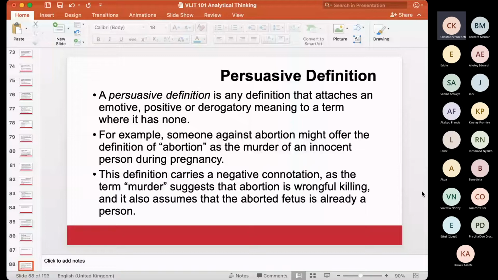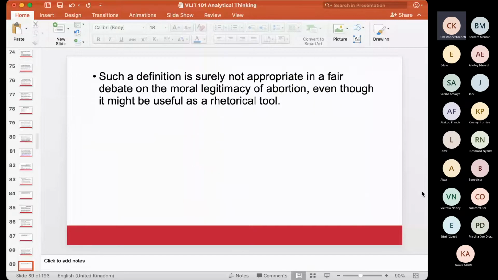And I think throughout Ghana, there is only one licensed abortion clinic. All of Ghana, only one licensed abortion clinic, meaning that if somebody has to have an abortion, it is only that particular clinic the person can go to. So there are all kinds of things revolving around these issues. So persuasive definitions are mostly based on emotion. Such a definition is surely not appropriate in a fair debate on the moral legitimacy of abortion, even though it might be useful as a rhetorical tool.